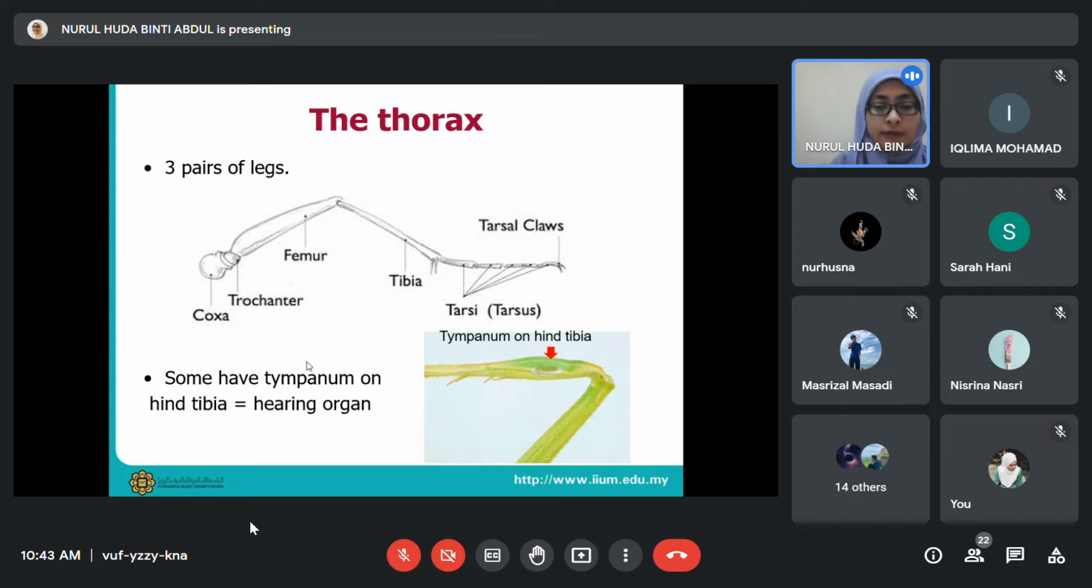Later on kita akan tengok. But I just mentioned, I think I don't have the picture for a tympanum in the abdomen. But anyway, you have to remember that they have a hearing organ called the tympanum, not an ear. We don't see any ear on the head. So jangan kata dekat kepala ada telinga. Insects don't have ears. They have the tympanum as a hearing organ, but the location of the tympanum is different according to different species.